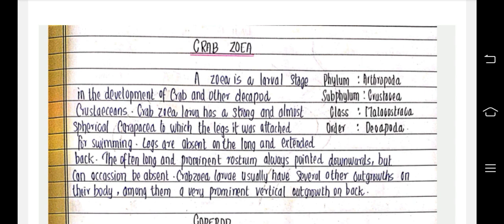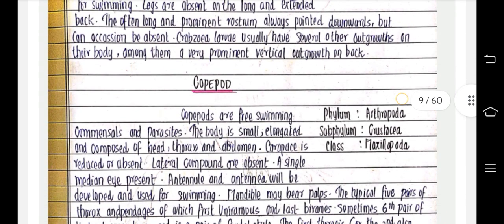Crab zoea larvae have a strong and almost spherical carapace, to which the legs are attached for swimming. Legs are absent on the long, extended back. They often have a long and prominent rostrum, always pointed downward, but it can occasionally be absent. Crab zoea larvae usually have several other outgrowths on their body. Among them, a very prominent vertical outgrowth is on the back.